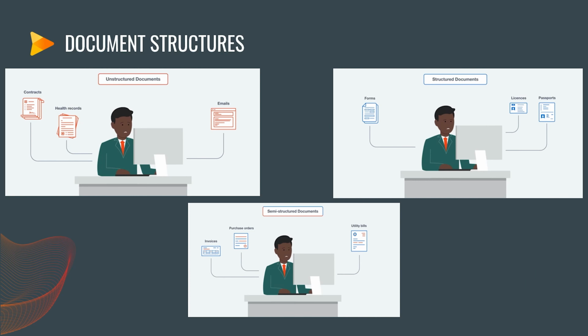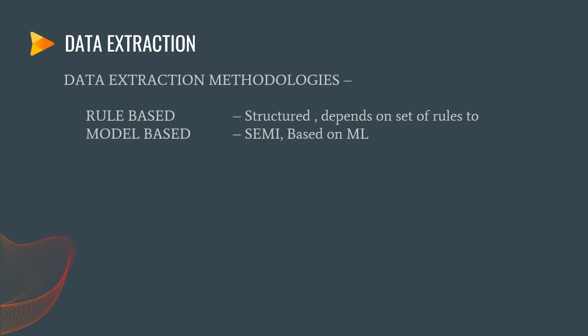And these are a few examples. Firstly, unstructured, like contracts, health records, and emails. Structured documents: forms, licenses, and passports. Semi structured documents, like POs, purchase orders, invoices, and utility bills. So the documents might be of different kinds and forms, but they can be classified using these three document structures.